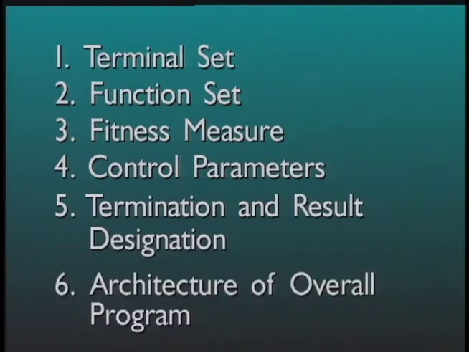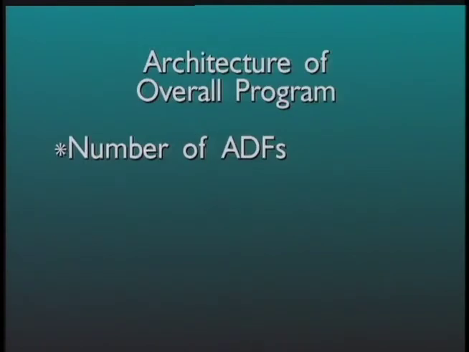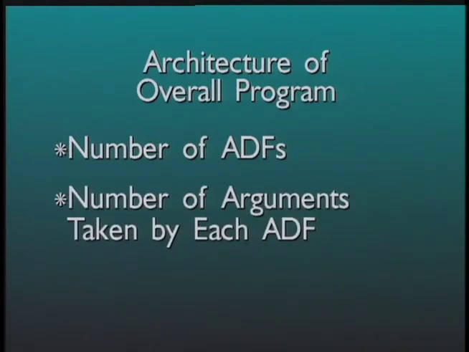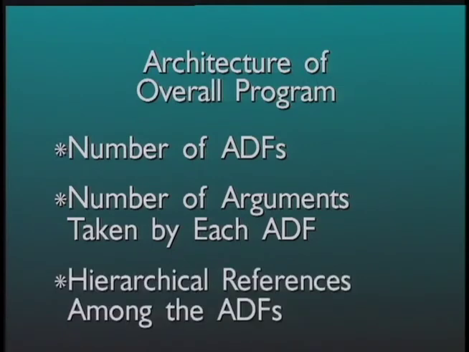When automatically defined functions are being used, the architecture of the overall program must also be determined. This sixth major preparatory step involves determining the number of function-defining branches, the number of arguments possessed by each function-defining branch, that is, the argument map for the ADFs, and, if there's more than one function-defining branch, the nature of the hierarchical references, if any, allowed between the function-defining branches.